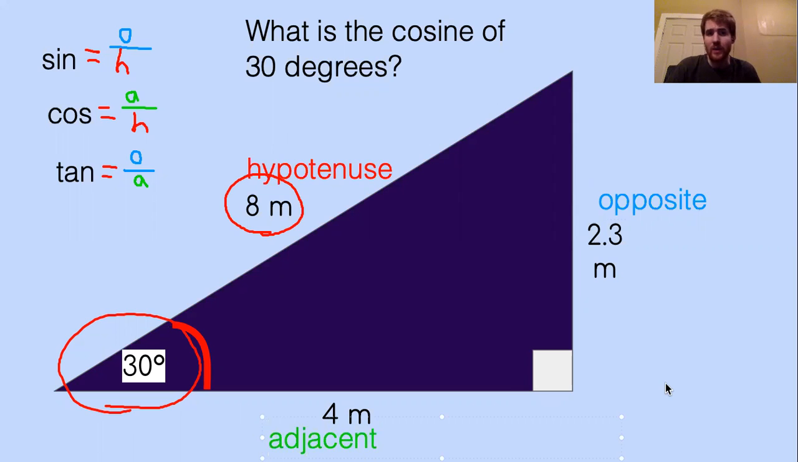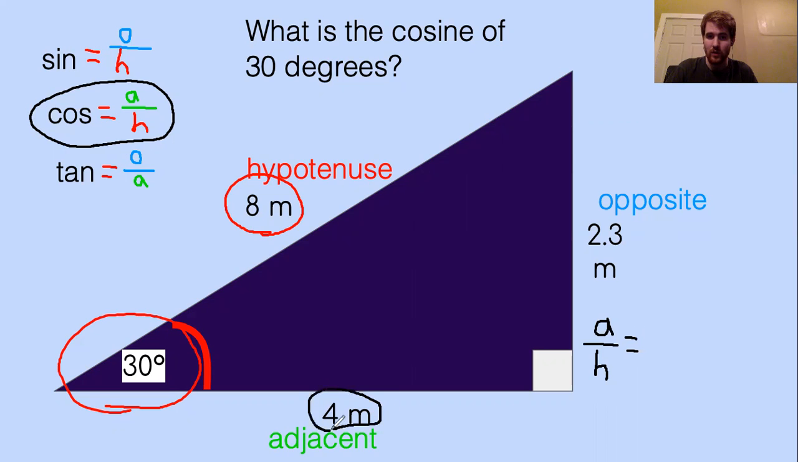Now, the question is, what is the cosine of 30 degrees? So we look at our notes. If you don't remember this, you don't need to. You can look in the Unit 6 notes, and you'll find something that tells you cosine is equal to the adjacent side divided by the hypotenuse. All you need to do is say, okay, cosine is adjacent A divided by hypotenuse H. I know what the adjacent is. That is 4. So instead of A, I'll put 4. I know what the hypotenuse is. That is 8. So instead of H, I'll put 8. Just 4 divided by 8.